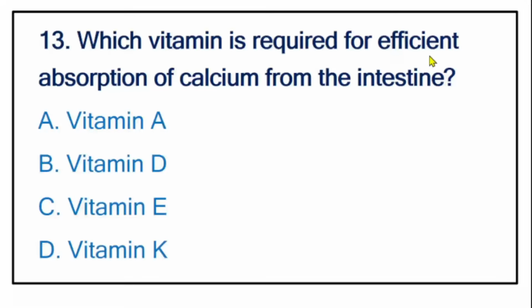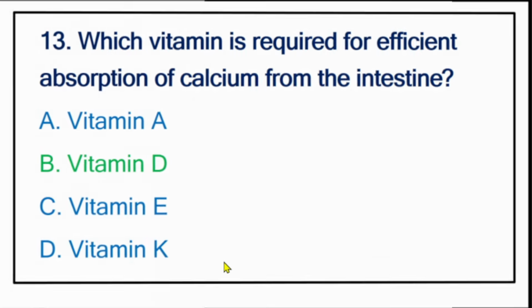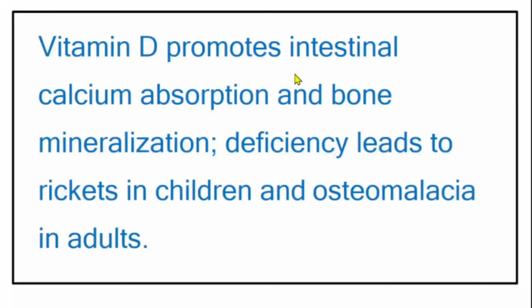Which vitamin is required for efficient absorption of calcium from the intestine? Vitamin A, vitamin D, vitamin E, vitamin K. The correct answer: vitamin D. Vitamin D is essential for the absorption of calcium from the intestine. It promotes intestinal calcium absorption and bone mineralization. Deficiency of vitamin D or calcium leads to rickets in children and osteomalacia in adults. Osteomalacia means thin bones that may be easily fractured.